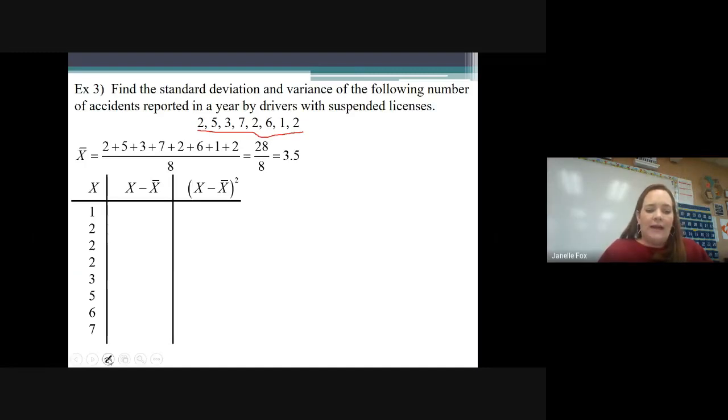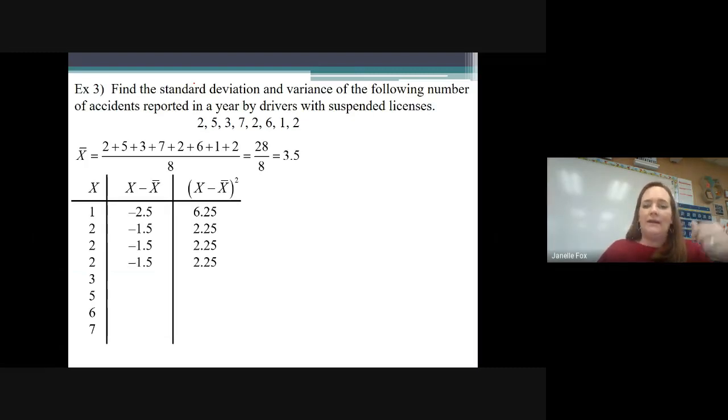And so I have all of my X values, and then I'm going to start subtracting the mean from the X value. So I'm going to go 1 minus 3.5, which is negative 2.5. Sorry, I forgot I was squaring them first. I'm going to put in my calculator negative 2.5 squared, and I get 6.25. Then I'm going to go to the number 2 value. 2 minus 3.5 for the mean is negative 1.5. I square it, and I get 2.25. Those values are repeated for the other two 2's.